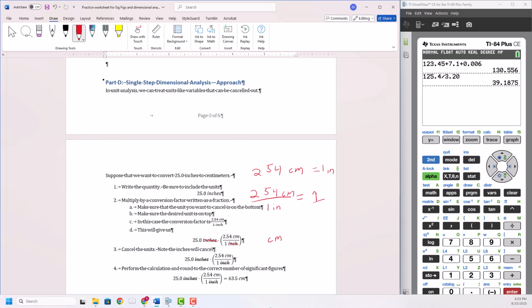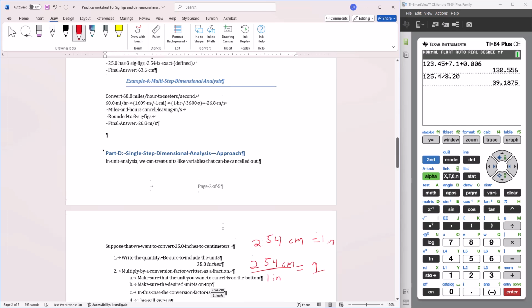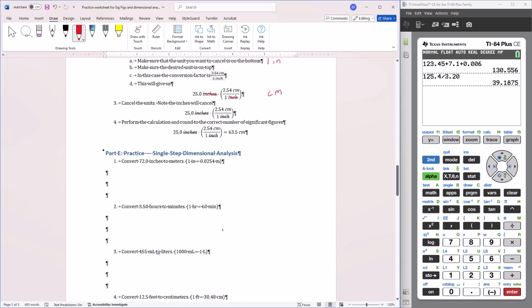Let me show you that with one of the problems that we have on our paper. That would be problem 2, this one right here. Here, I want to convert 3.5 hours to minutes. And I know that 1 hour is equal to 60 minutes. If that's the case, then 60 minutes divided by 1 hour is equal to 1, and that will be my conversion factor.